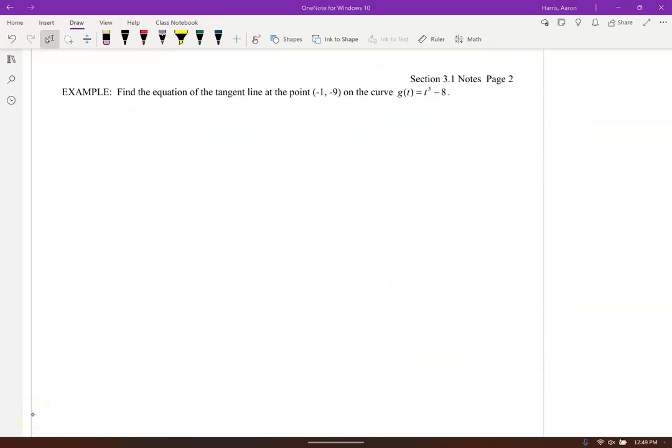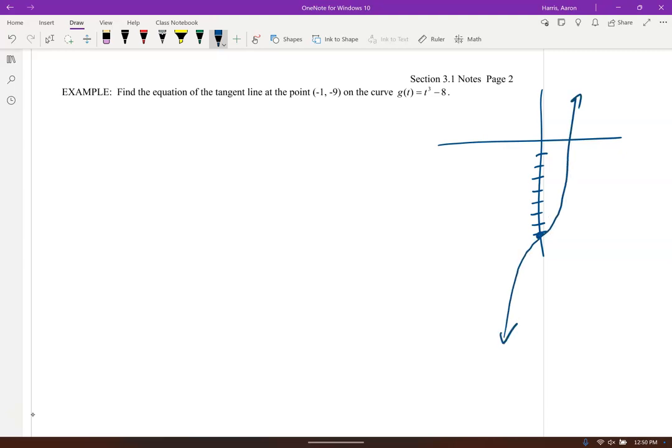So this next one here. Now we've got: find the equation of the tangent line at the point (negative 1, negative 9). So this is t cubed minus 8. See if I can draw this best I can. Oh, it's terrible. But anyways, at this point (negative 1, negative 9), I'm going to find the slope first. I'm going to find the slope of that tangent line, and then I'm going to write the equation of that red line. All right?